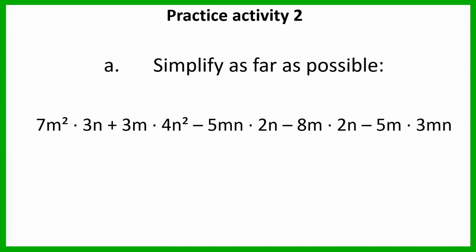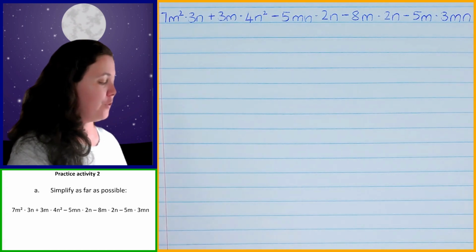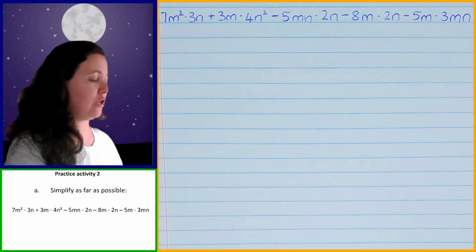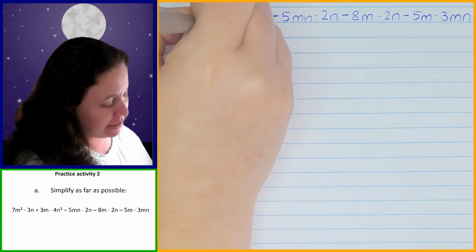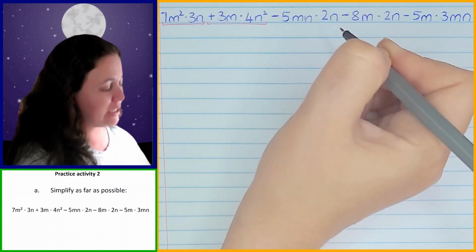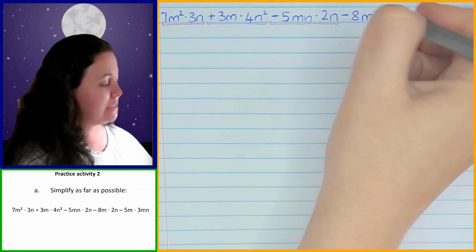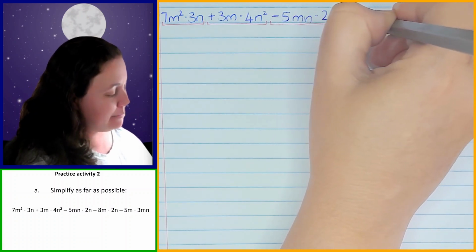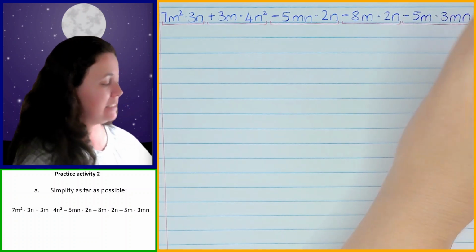Okay, so let's go through that question and see what you should have got. So over here, the first thing we're going to do is identify where our terms are. So over here, I've got 7m squared times 3n. That is my first term. Then I've got plus 3m times 4n squared is my second term. Then minus 5mn times 2n is my third term. Minus 8m times 2n is my fourth term. And minus 5m times 3mn is my fifth term.